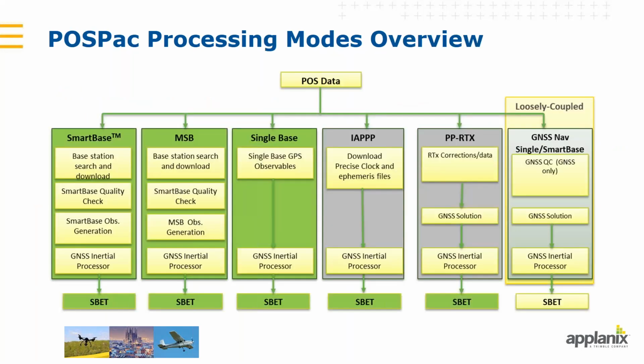Okay, to sum up this chapter, here we have an overview of the different processing modes in POSPac. For land application, the focus is definitely on single base, smart base, and multi-single base. So these are the three main processing modes which are available. And for the future, as I already mentioned, PPRTX is hopefully also a good option for land application. PPP and the loosely coupled methods don't play a role here.